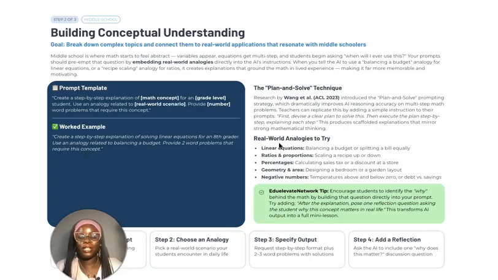And the examples there too, I think these will be useful, real-world analogies to try. It would be useful if you basically lack ideas on how to get the analogies. You can ask ChatGPT for ideas, brainstorm on ideas for those topics that are a little bit too abstract, or you can use the ones that I have here. Edu Elevate network tip: encourage students to identify the why behind the math by building questions directly into your prompt.